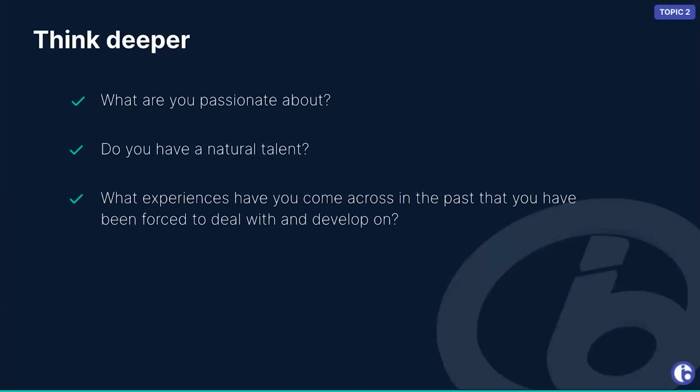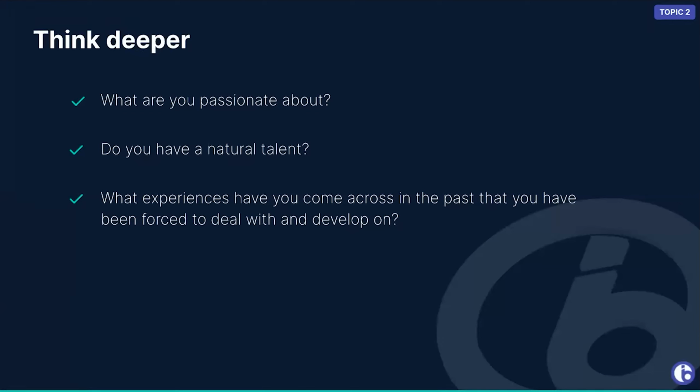What experiences have you come across in the past that you've been forced to deal with and develop on? This is another question for you to analyze yourself. Experiences that we come across are often not our choice. Let's say that you get into a sticky situation with your manager at work and they're forcing you to deal with something that you've never dealt with before. You have to think, you have to problem solve, you have to overcome this. So what skills did you pick up as a result of being chucked into a situation that you didn't have much control of?